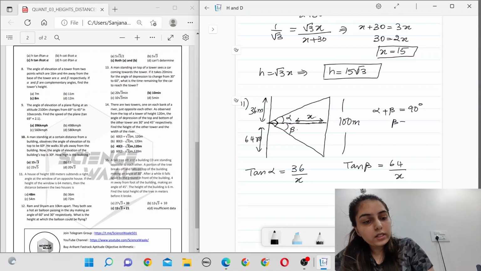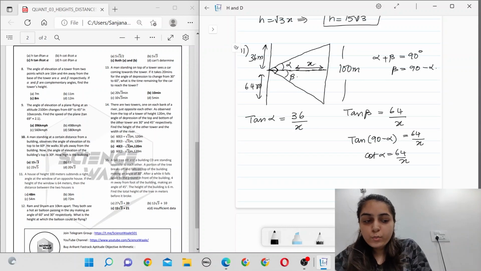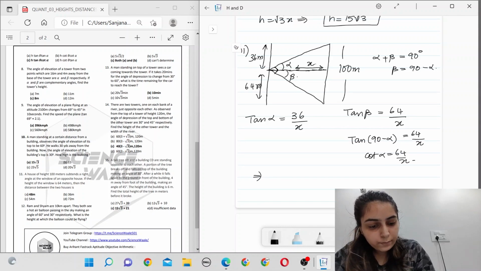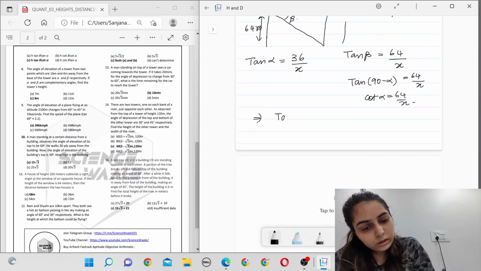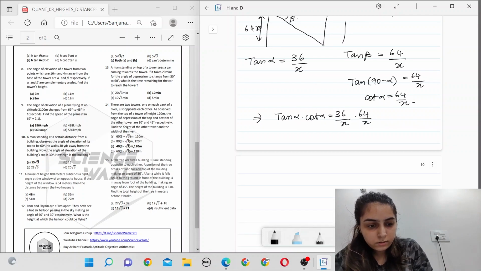degrees, since it subtends a right angle at the window. So that implies beta is equal to 90 minus alpha. So here tan of 90 minus alpha is equal to 64 by x, which is cot alpha is equal to 64 by x. We know that tan theta into cot theta is equal to 1. So that implies tan alpha into cot alpha is equal to 36 by x into 64 by x.